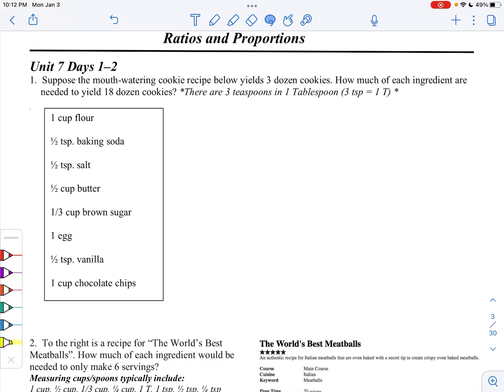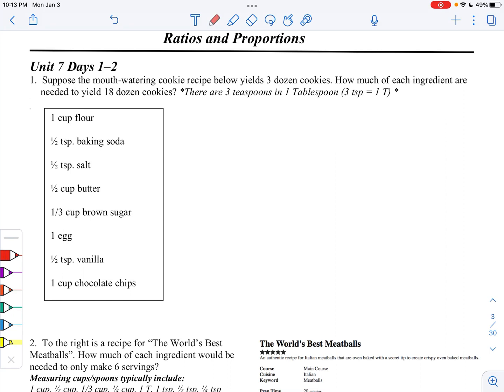All right, so this whole unit is about ratios and proportions. And one of the most common places that you're going to use this is if you're following a recipe. So we have this recipe given to us, and it tells us that it yields 3 dozen cookies. And we want to know how much of each ingredient we need to get 18 dozen cookies. So we're making a whole lot of cookies.